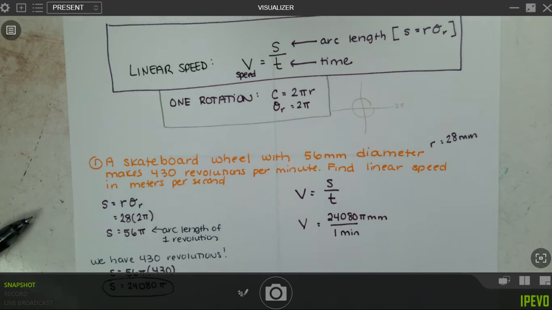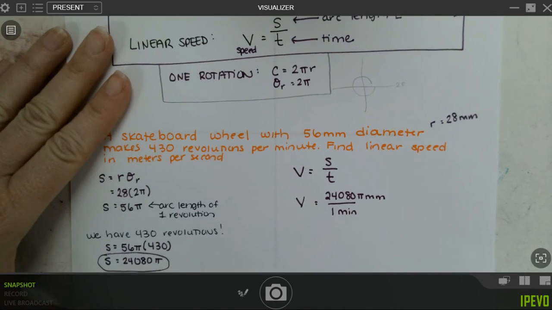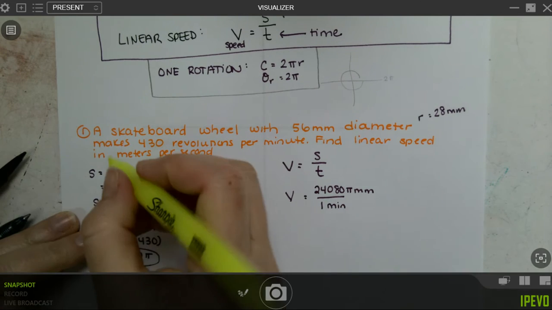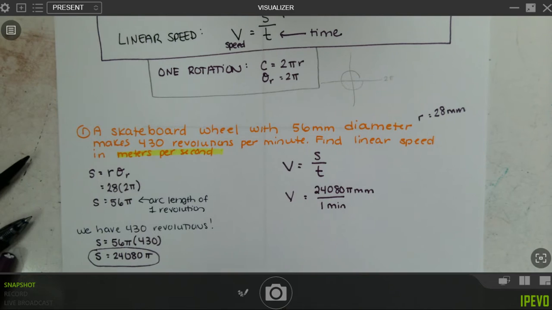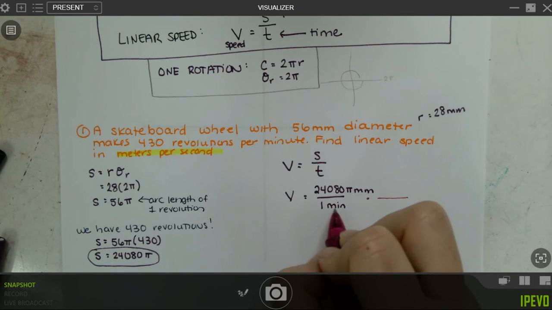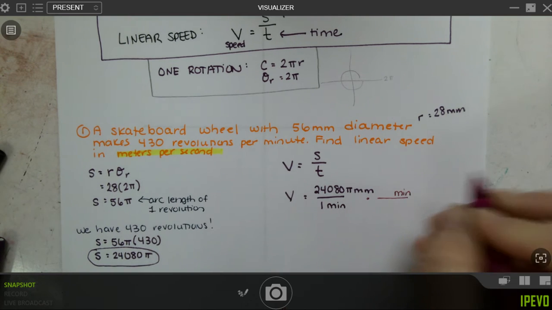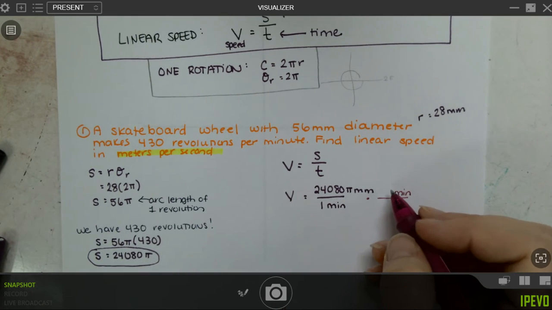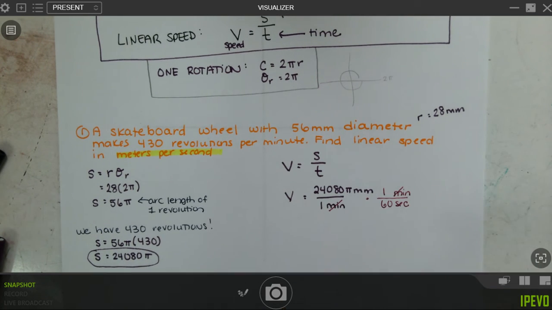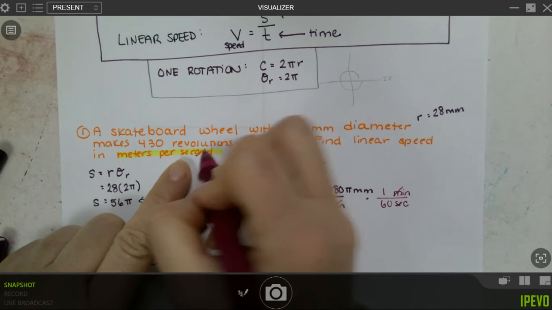Now, here's where people tend to get caught up. We need to change this. We need to look very carefully and see what it wants. And it wants meters per second. So we need to convert to meters per second. In order to do that, we need to make little other fractions to cancel. We have minutes in the denominator, so I'm going to put minutes in the numerator to cancel. Each minute has 60 seconds. So you can see those minutes will cancel, and we're left with seconds in the denominator, which is what we wanted.